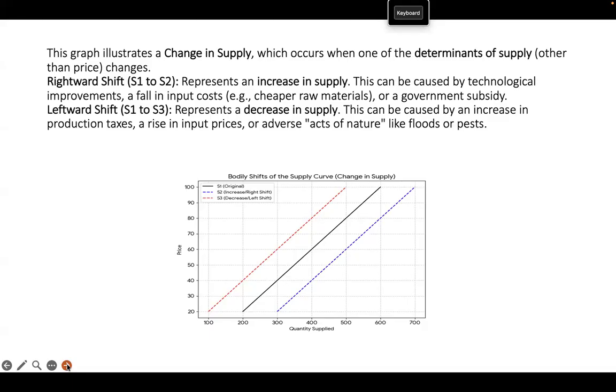That's why when it comes to this rightward shift, I said that this can be caused by technological improvement, or a fall in input cost, or a government subsidy. So it can be one or two or three. Because when we were defining supply, we said at a given time. So within this given time, what has changed?